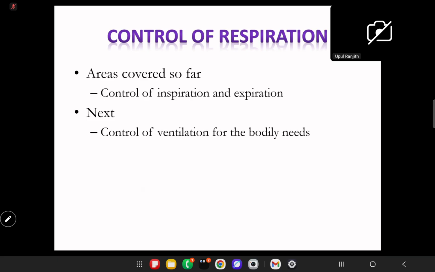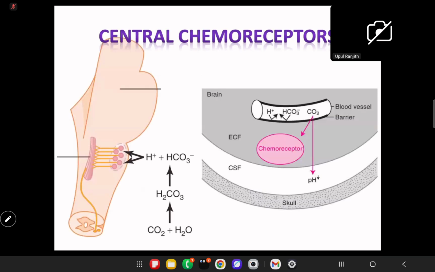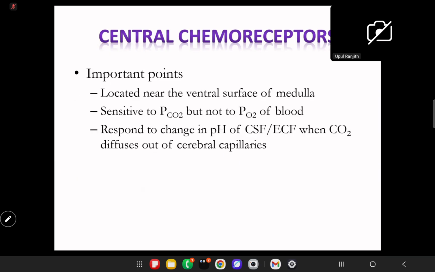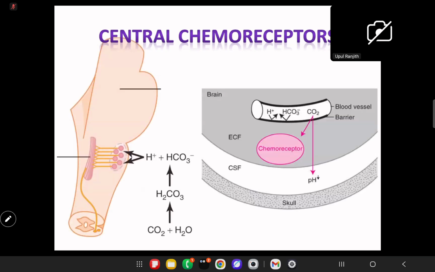Continuing the control of respiration. Under this topic we have covered so far the control of inspiration and expiration, and now we are going to talk about the control of ventilation for the bodily needs, how the ventilation is controlled according to your demand. So this is central control, and for that we have the chemoreceptors.